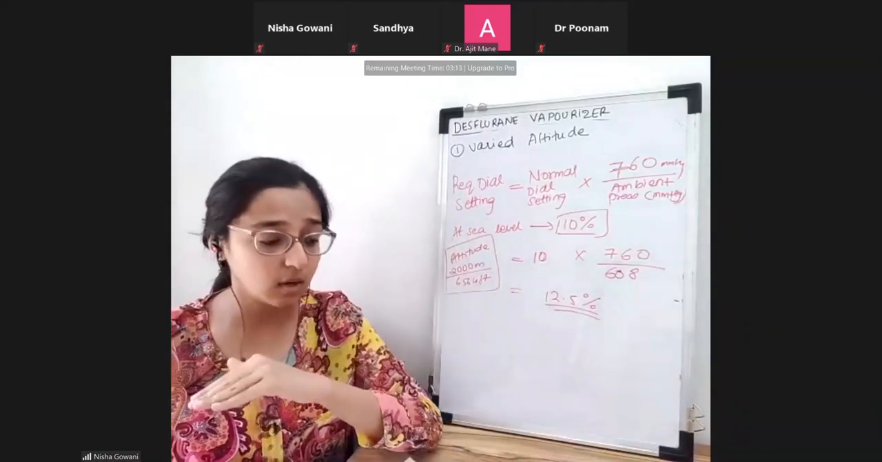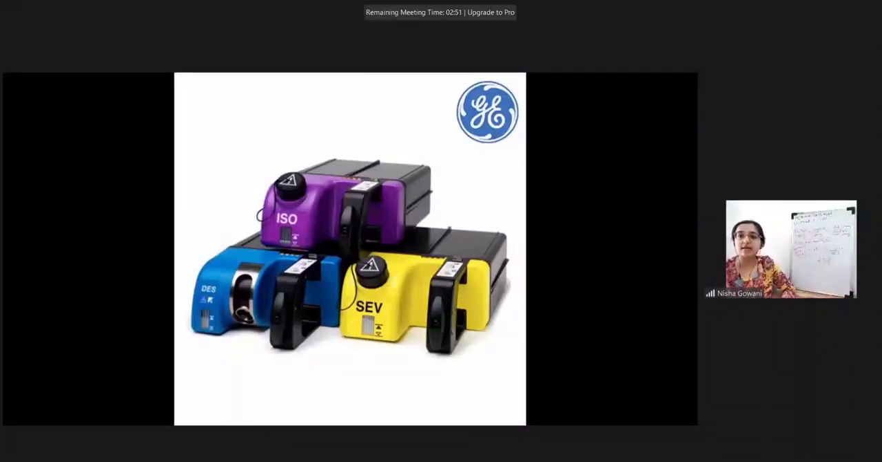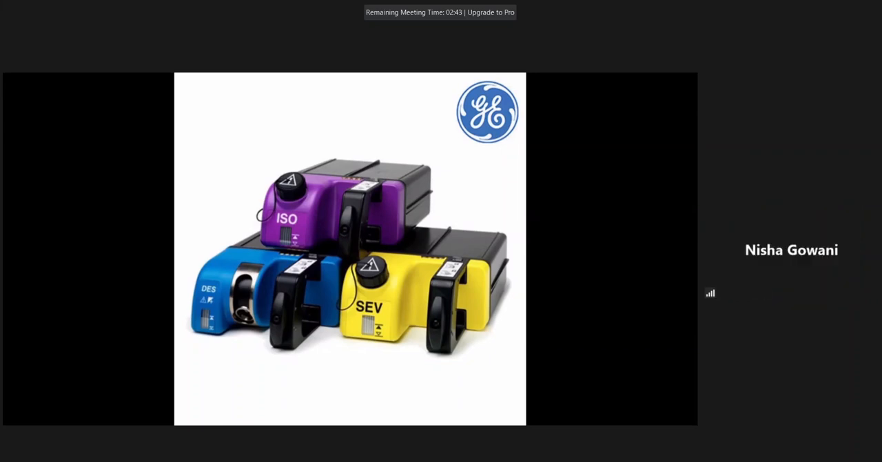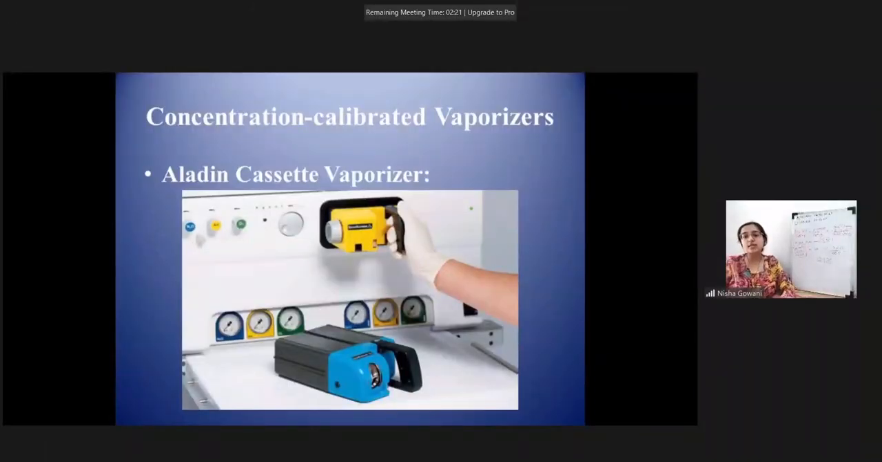Now, how the Aladdin cassette looks. These are cassettes which are individual for different anesthetic liquids, but the internal structure remains the same. I will just show you this. This is how they insert the cassette into the anesthesia machine. Can you see that person inserting the cassettes for individual agents? The cassettes are inserted into the anesthesia workstations.